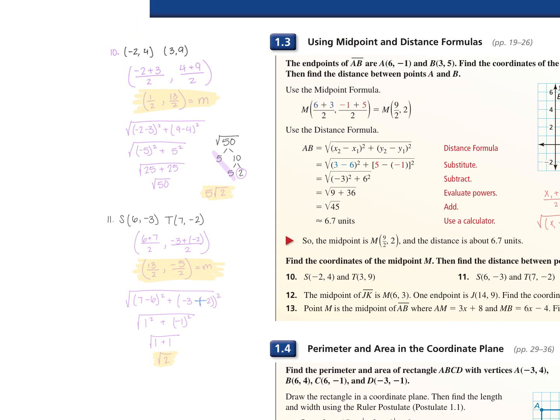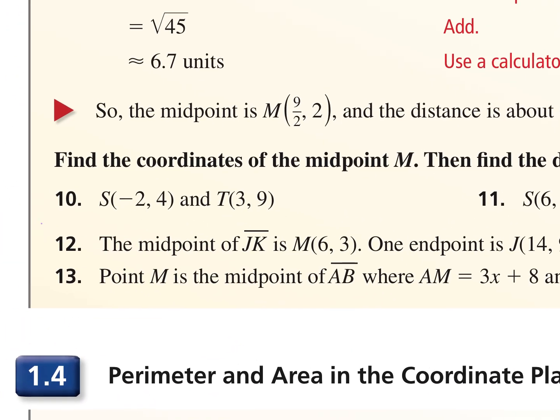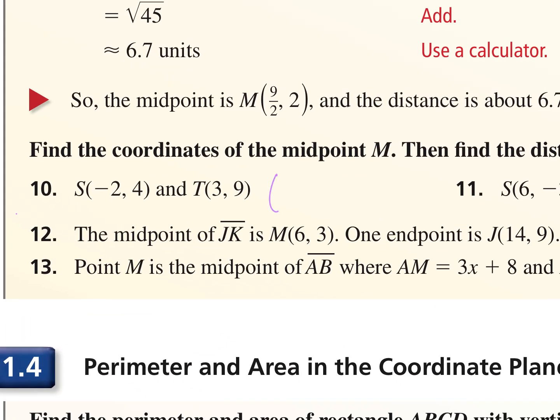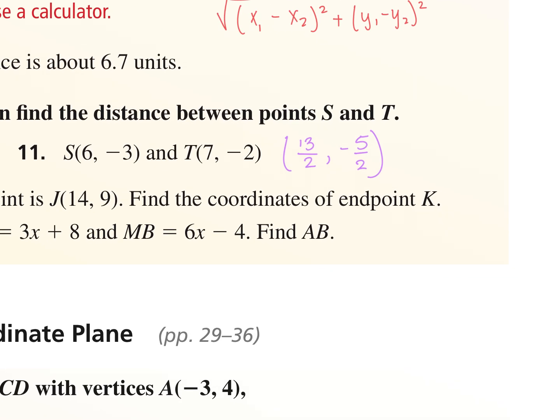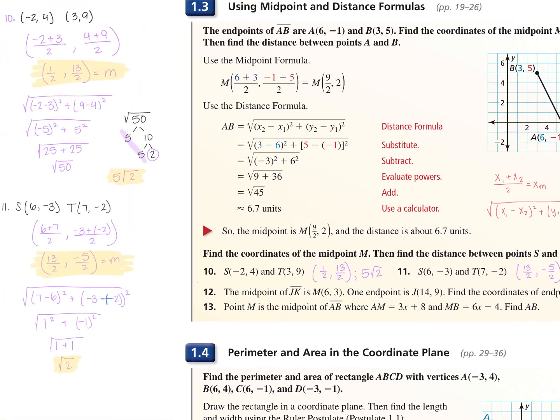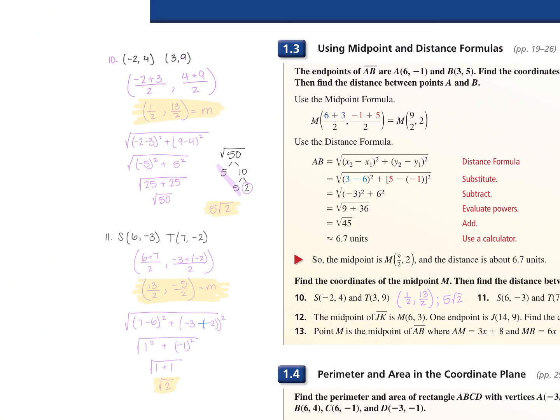So I'm going to go ahead and write those answers next to each other so you guys have it. 10 was 1 over 2 and 13 over 2 for my midpoint. My distance is 5 times the square root of 2. And 11 is 13 over 2 and -5 over 2 for my midpoint. Distance is going to be the square root of 2. Do we have any questions on 10 and 11? Okay, please make sure you know what you're doing and you're plugging it into the right formula.